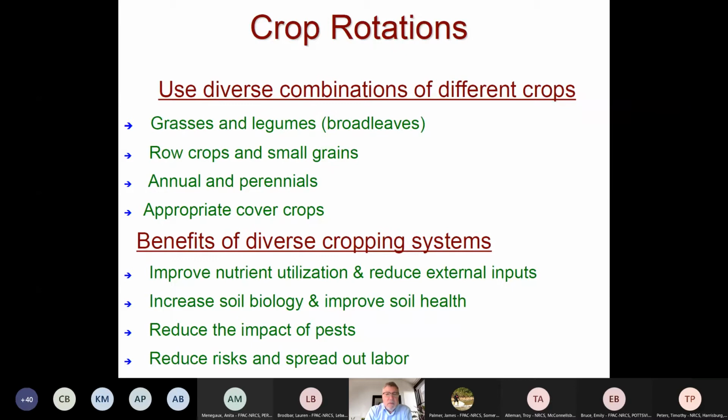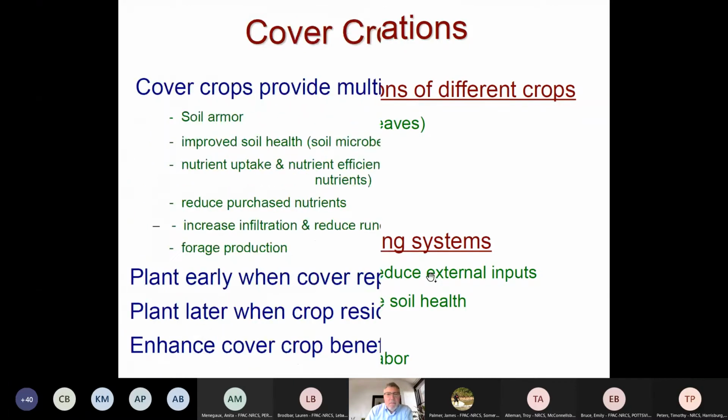The benefits of the crop rotation are improved nutrient utilization, and possibly reduced external inputs such as nitrogen, increased soil biology improving soil health, reduced impact of insect pest life cycles and disease pests, and spreading out the labor and the risk on the farm, so that the farmer doesn't have all the eggs in one basket. So diversity in a crop rotation is number one.